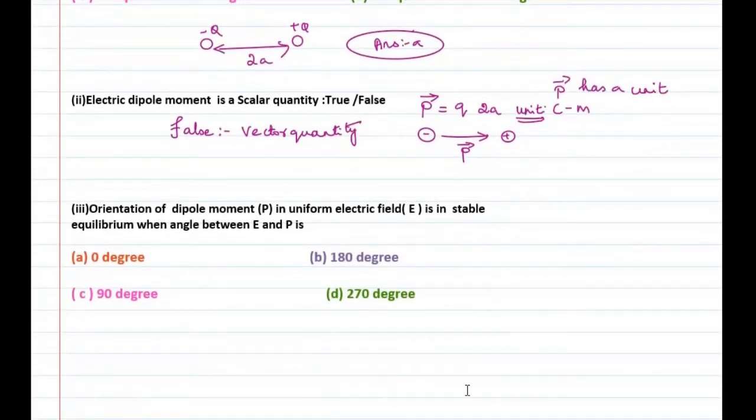Next, orientation of the dipole moment P in a uniform electric field. The dipole is in stable equilibrium when the angle between P and E is what? Assume a uniform electric field from the charges.